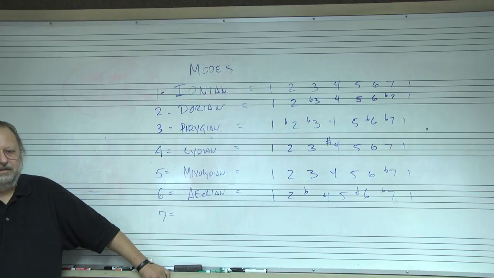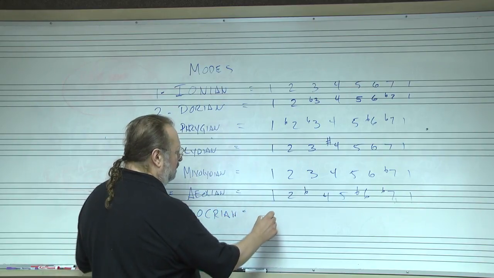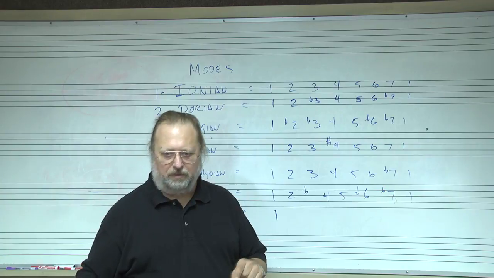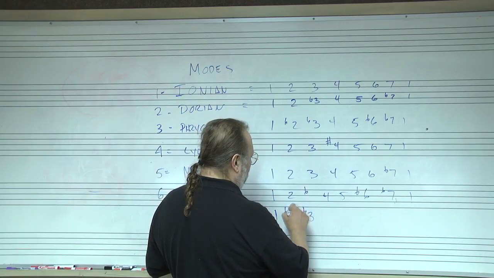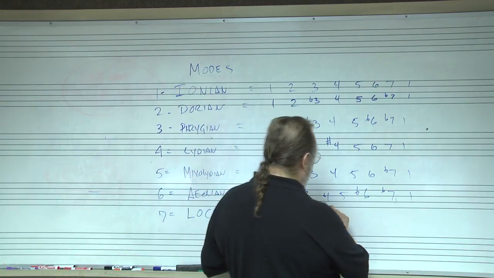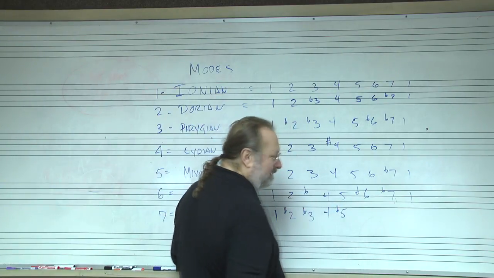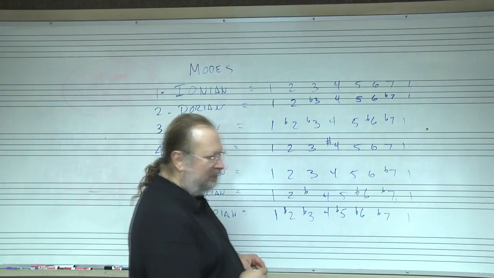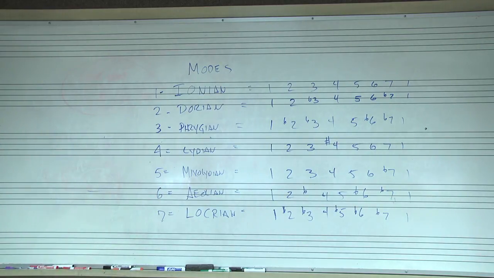Well, Locrian's pretty out there, huh? Can you play it? This is the one that has both flats and the sharps in there. No, the scales that have flats and sharps are usually based off the harmonic minor. Okay. So one, flat two, flat three, flat four, flat five, flat six, flat seven.